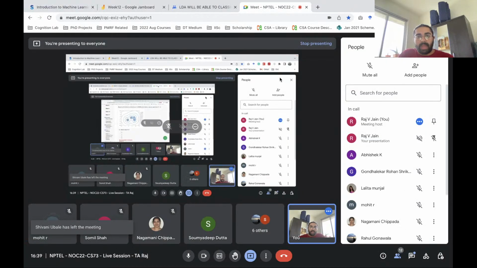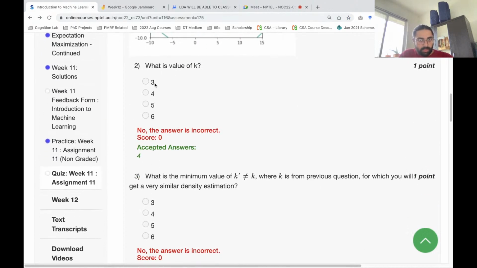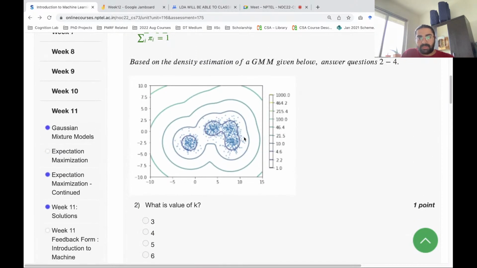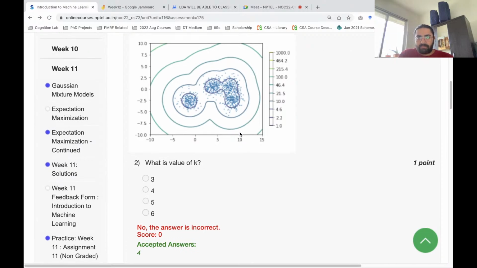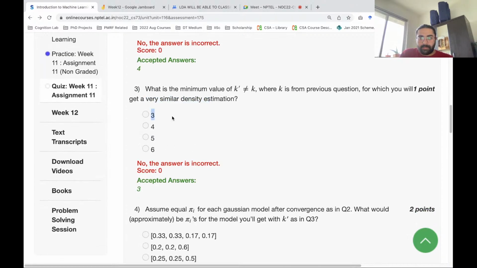Okay. Any more doubts on this question? So here k is equal to 4, and what is the minimum value? Very similar density estimation. Very similar, because as we discussed, if this was to become a single Gaussian sort of system, you wouldn't have that much difference compared to the current contours that you have drawn. That's the assumption. That's the reading that you can get from this particular density estimation. So k equal to 3 would be the right answer here.